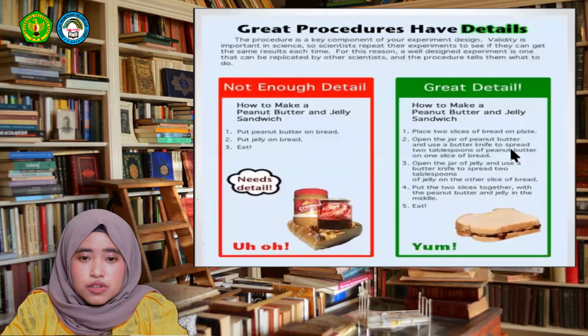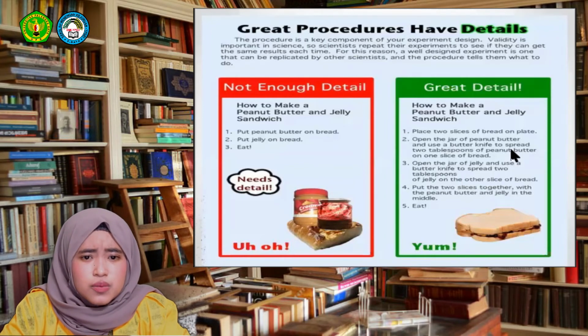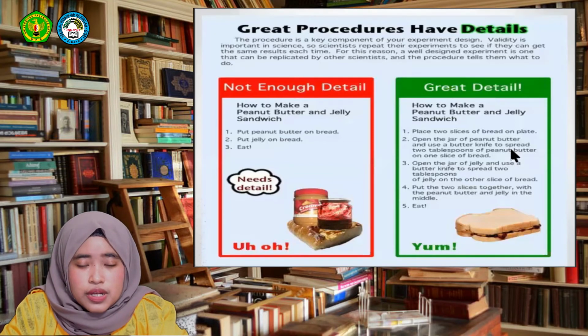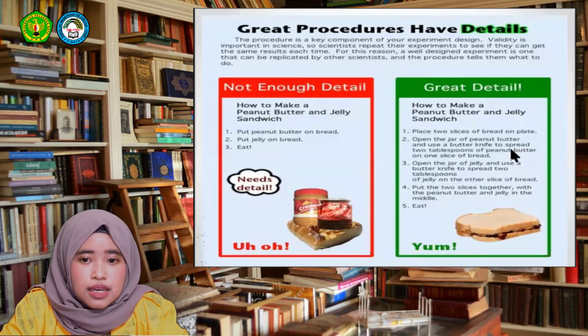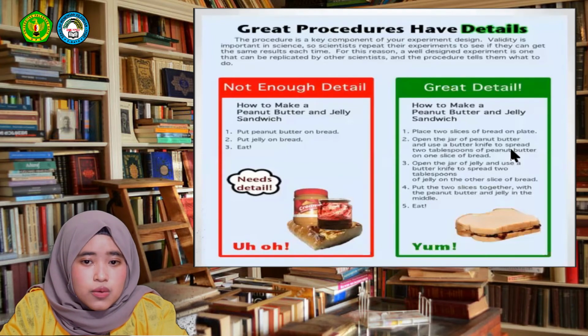Okay, a great procedure has details. The procedure is a key component of your experiment design. Validity is important in science, so scientists repeat their experiments to see if they can get the same result each time. For this reason, a well-designed experiment is one that can be replicated by other scientists, and the procedure tells them what to do.